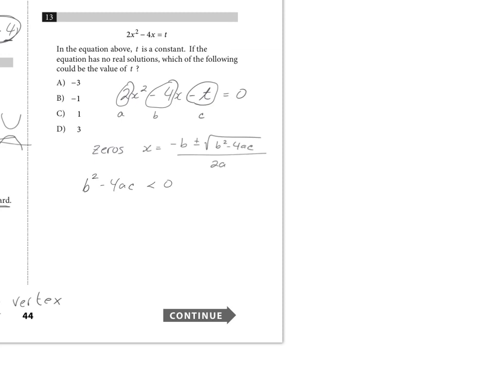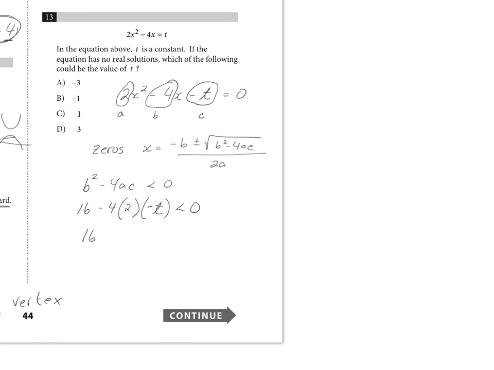And so b squared, well, b is negative 4. You square negative 4, you get 16. Minus 4, a is 2, and c is negative t, less than 0. Now we have an inequality that we can solve for t.